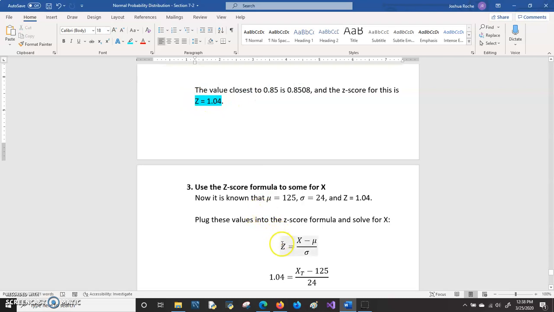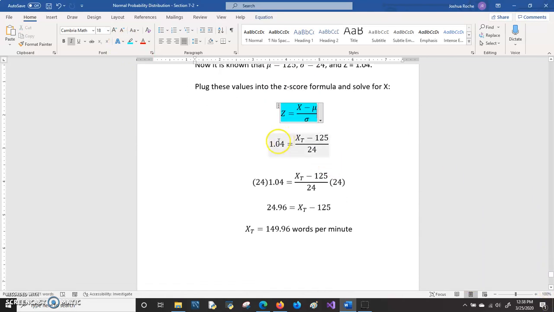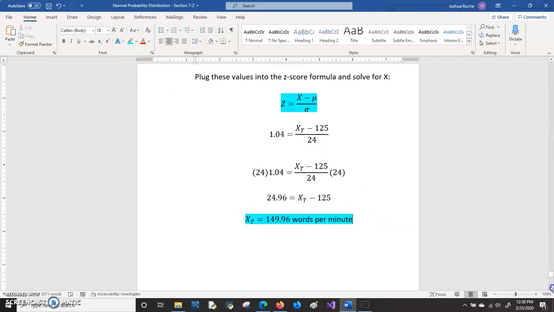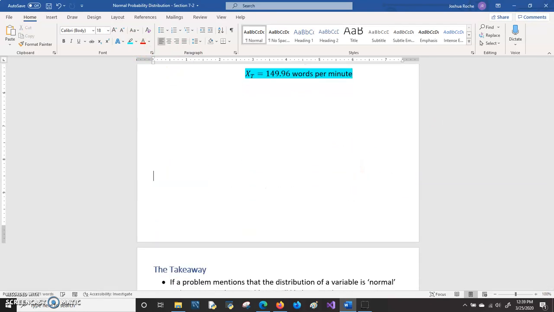Plug that z value into the z-score formula. 1.04 for z, solve, and x comes out to 149.96 words per minute. That's the last part of this example.